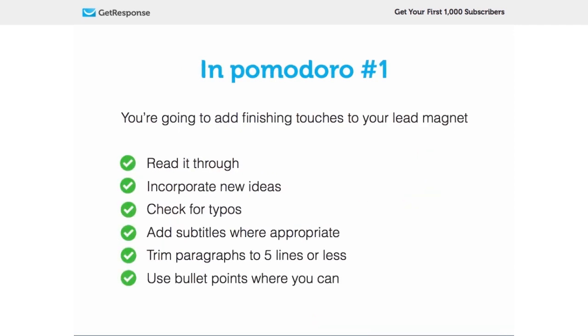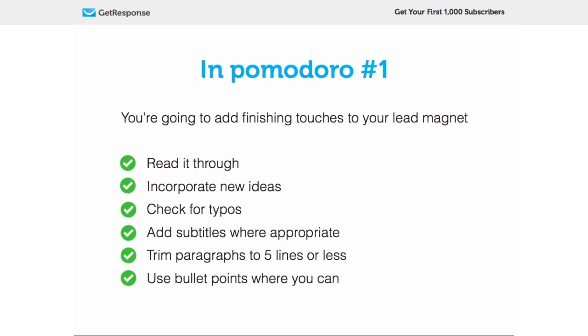All right, so in this tutorial, this 1 hour block that you've got right now, we're going to have two Pomodoros. In this first Pomodoro, like it says, we're going to return to the lead magnet, read it through. As new ideas come to you, write them down. You do want to start looking for typos. Definitely add subtitles where appropriate, because that can really help the flow, both for you and for the readers.